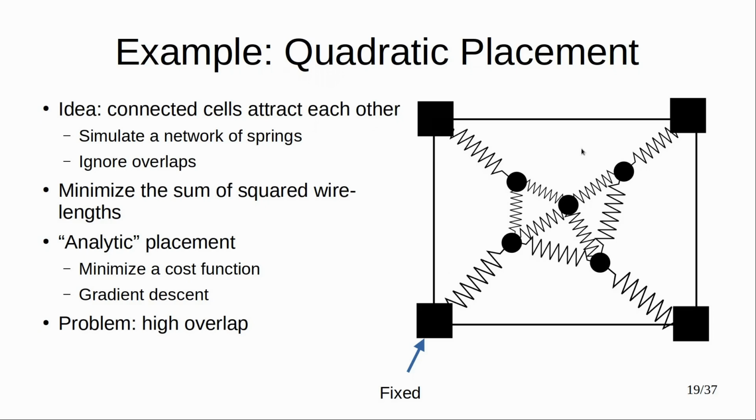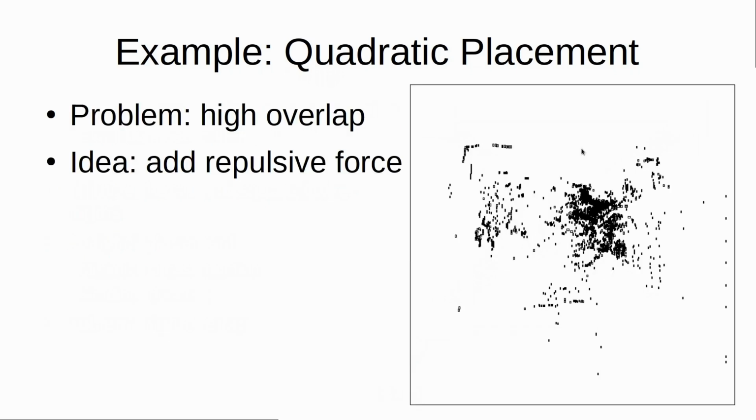The problem with this approach is that it leads to really high overlap, so many cells will lie on top of each other. If you look at an example with a couple thousand cells, you see that there's this black cloud where you have tons of cells on top of each other, and we can't use that. So we need to somehow spread the cells to move away from each other, and the idea is to add another force which repulses the cells.